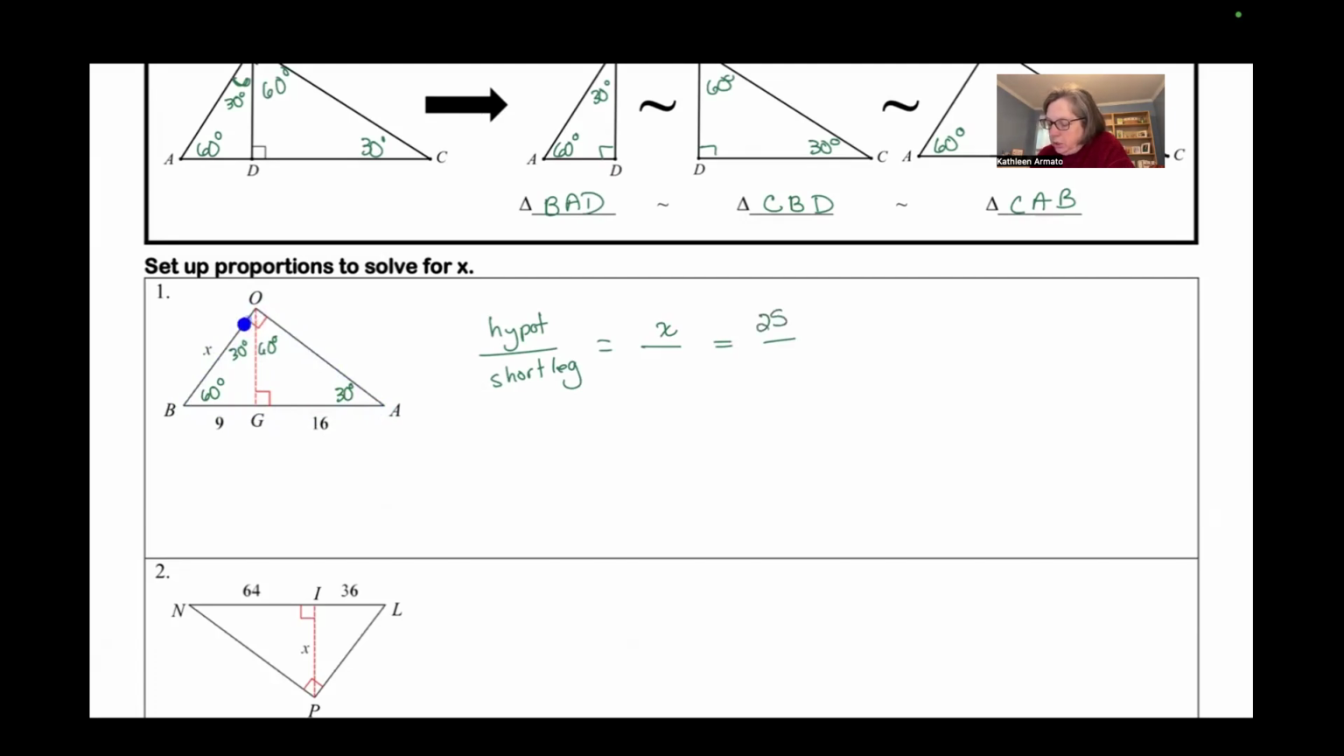Okay, what is the short leg of this triangle? It's opposite the smaller angle, so it'd be the 9. And then what is the short leg of this big triangle? It's opposite the smaller angle.